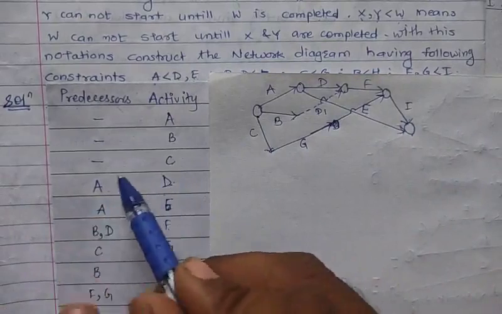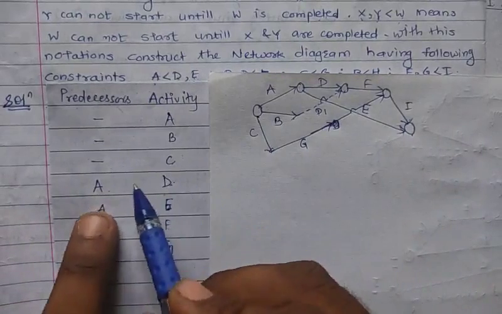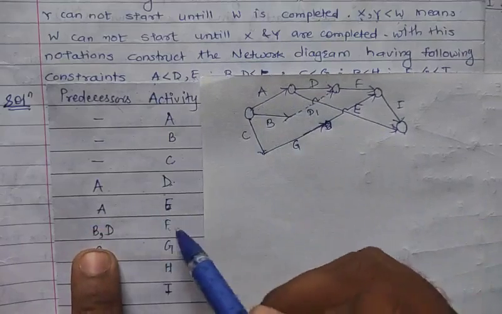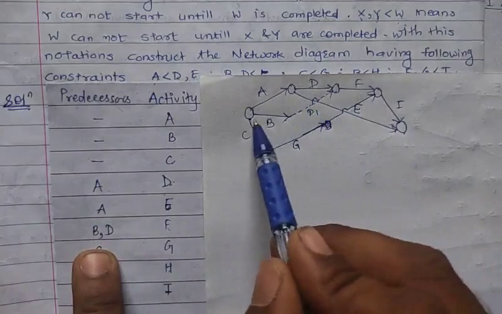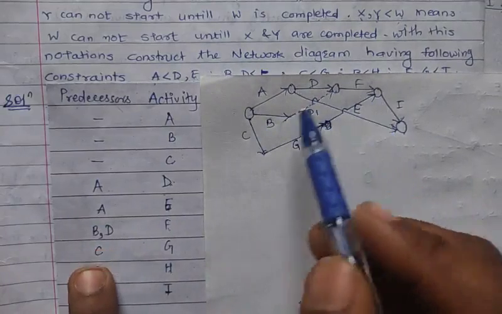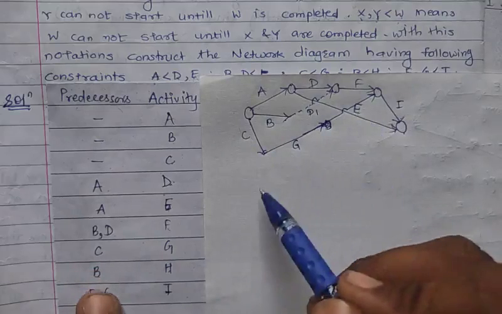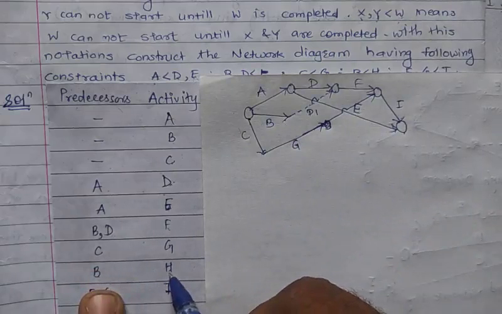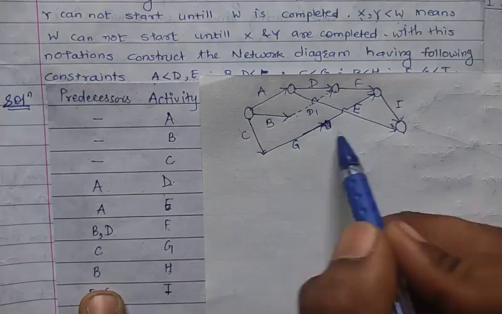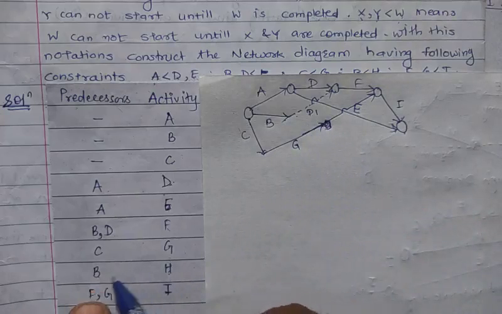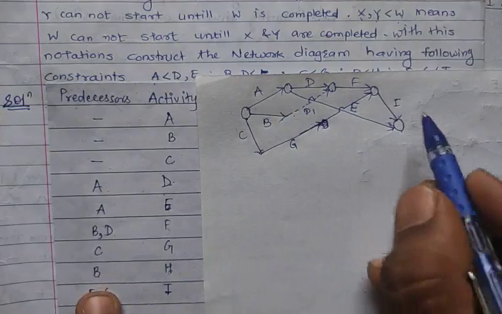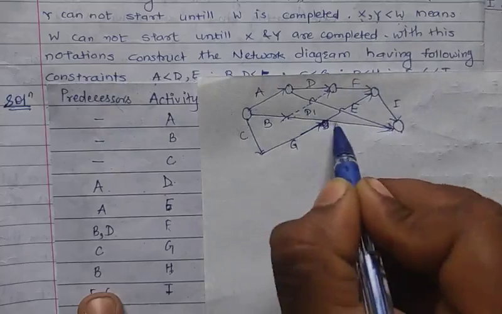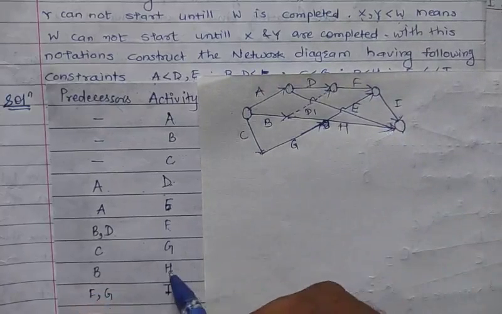Now check whether all these conditions are satisfied or not. So A goes to D, A goes to E, B and D go to F. So B goes to F and D goes to F. Now C goes to G. Next B goes to H also. So B goes to H, and there is no activity after H, so H is the last point. So we take B goes to H and H is the last event.